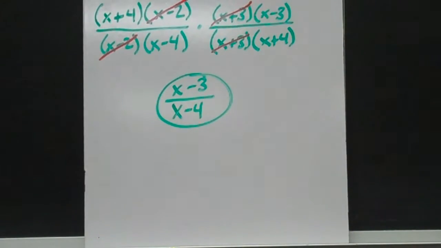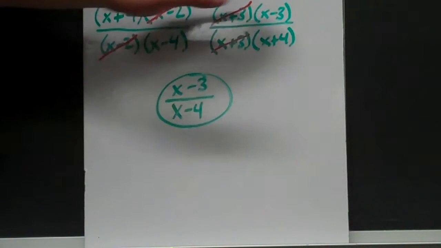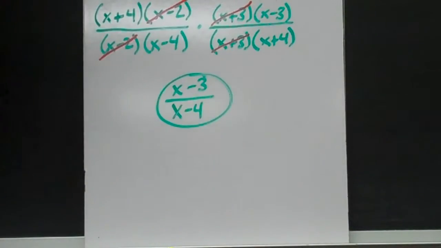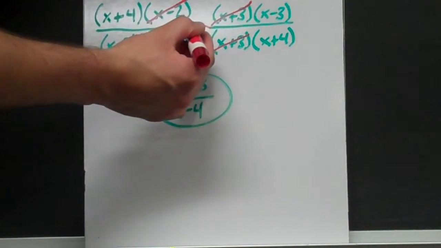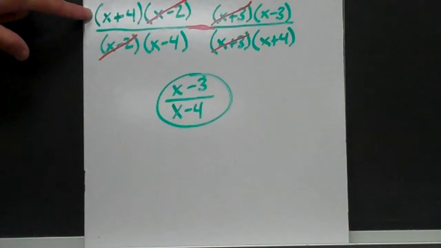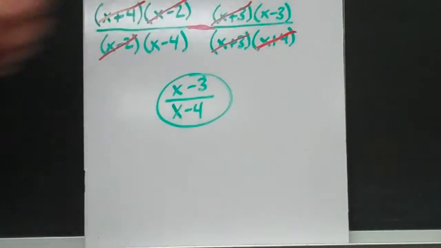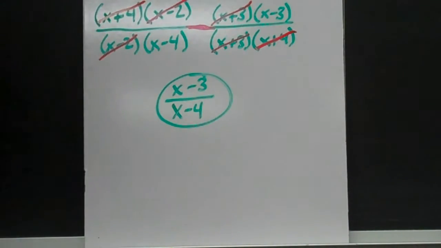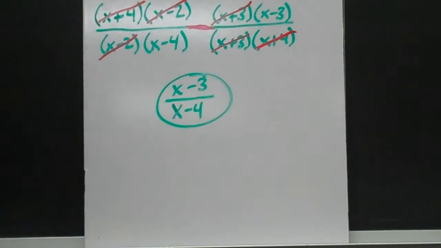We can't eliminate those. However, since we're multiplying, when you multiply two fractions together, all you're doing is multiplying the things on top times one another and multiplying the things on the bottom times one another. So really, we could just connect this and make one fraction. And now if we look, we have an x plus 4 on top and an x plus 4 on the bottom. We can get rid of those. That leaves us with an x minus 3 on top and an x minus 4 on the bottom.